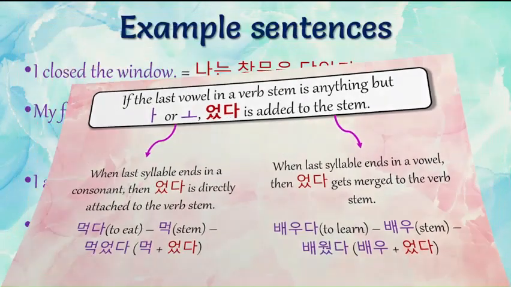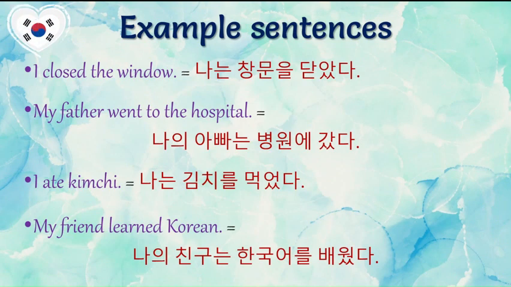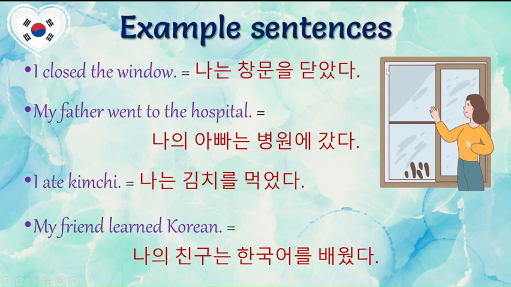Now let's look at some example sentences to understand the concept of conjugation more clearly. First one is I closed the window. 나는 창문을 닫았다. Okay, window is 창문 and the verb to close is 닫다. So in past tense it is 닫았다.